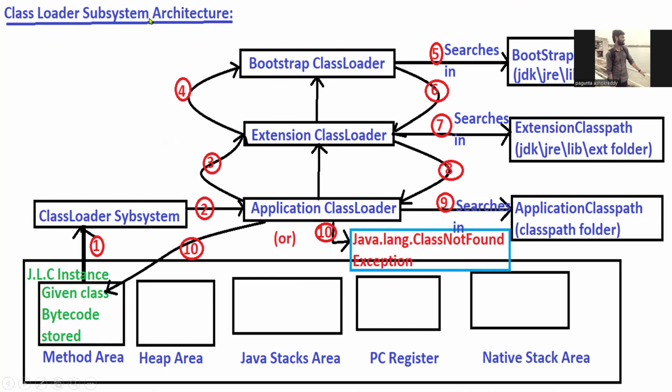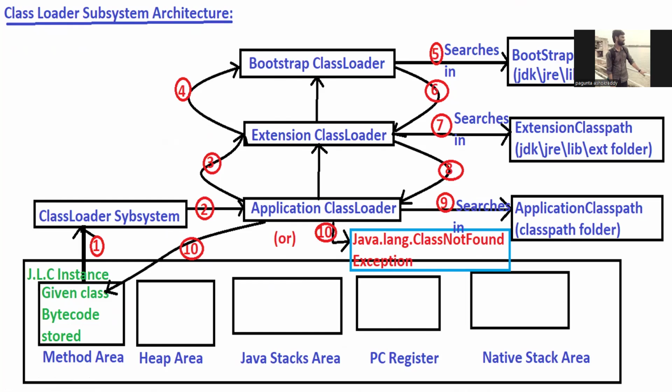This is the class loader subsystem architecture. First, it will check whether this class bytecode is available in the method area or not. If it is available in the method area, you can use the .class file. If it is not available, then the JVM requests the class loader subsystem to load this .class file.